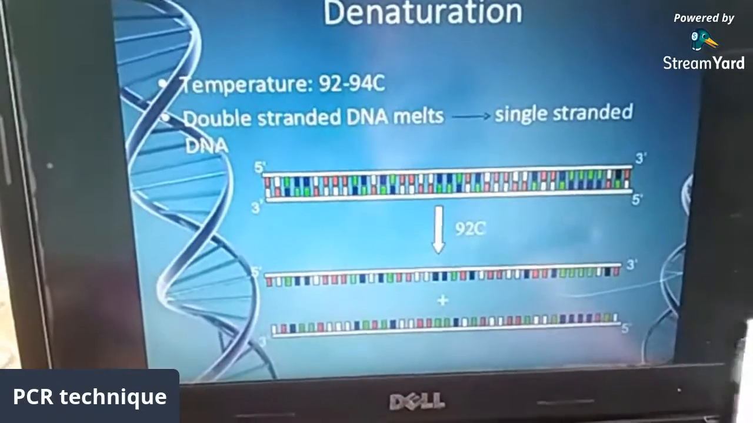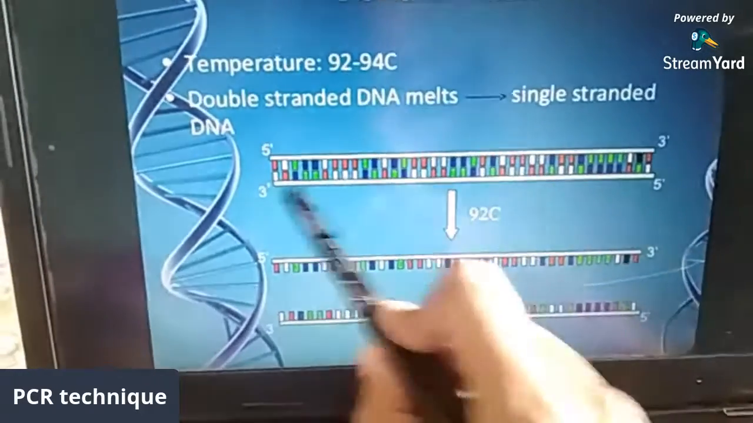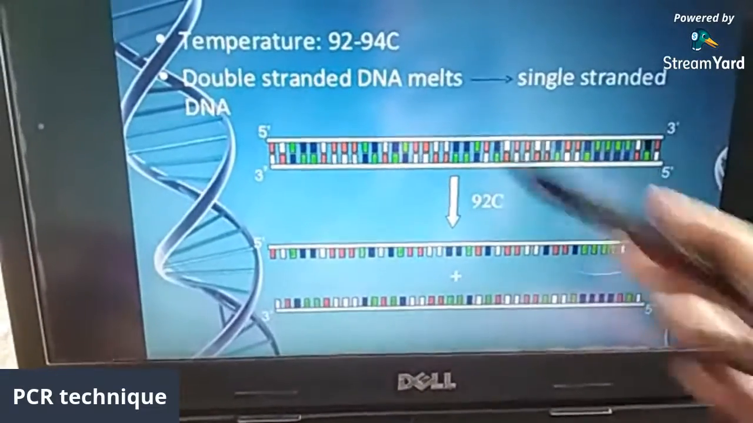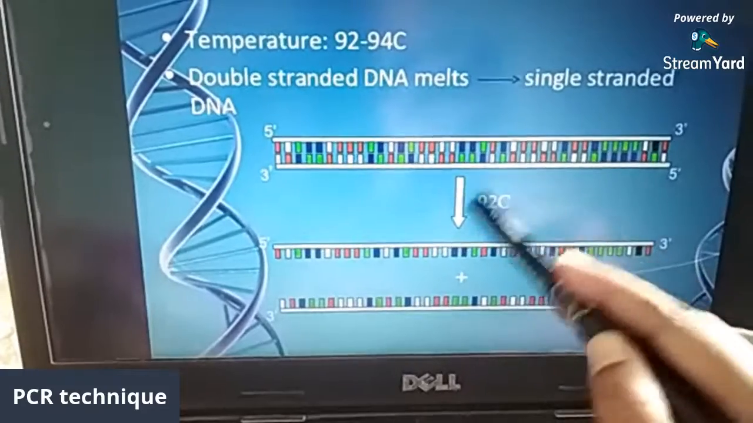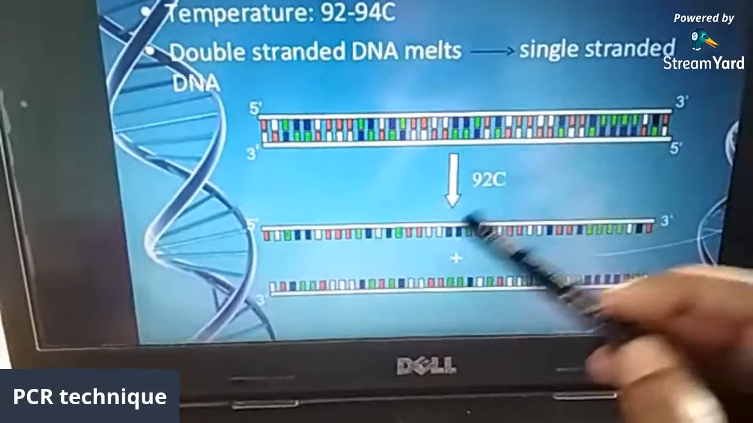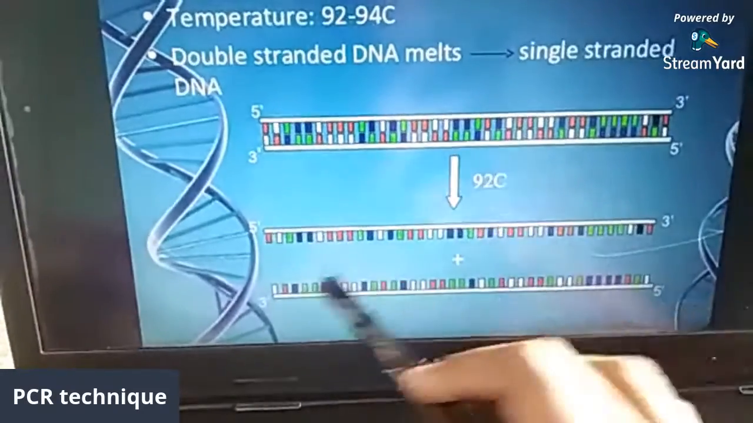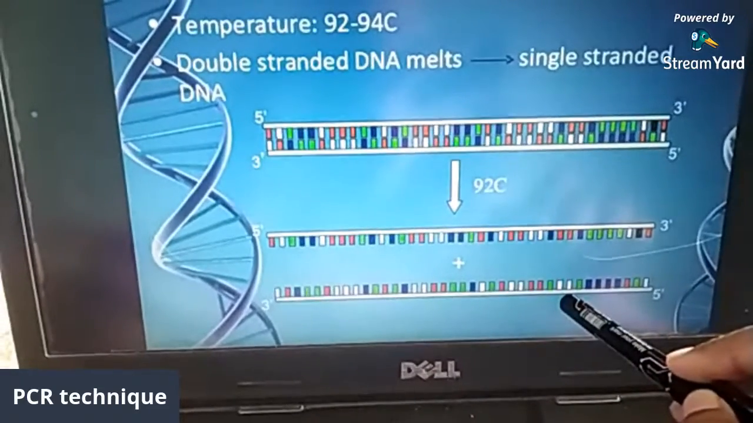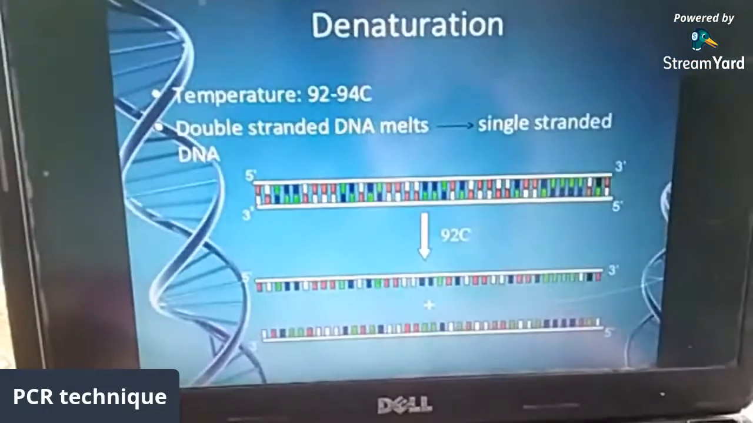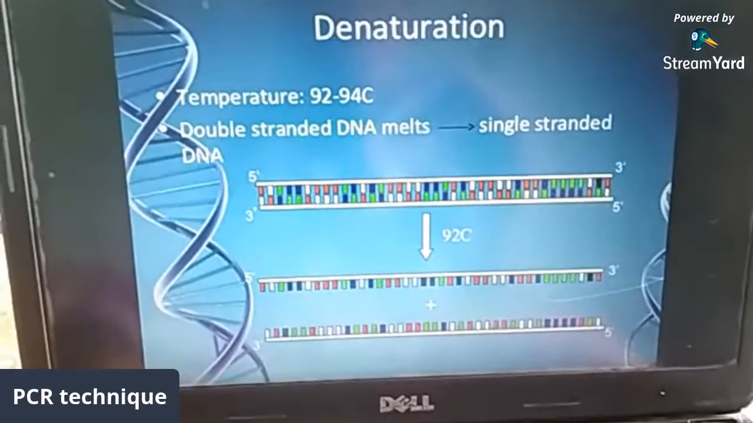After that, what is the meaning of this? Look, this is the double stranded DNA, 5 prime to 3 prime, 3 prime to 5 prime. After the heat treatment, the heat is 92 degrees centigrade. So look at the temperature. After the heat treatment, it breaks down to single stranded DNA: one strand, another strand, 5 prime to 3 prime, 3 prime to 5 prime. This process is called the denaturation process.